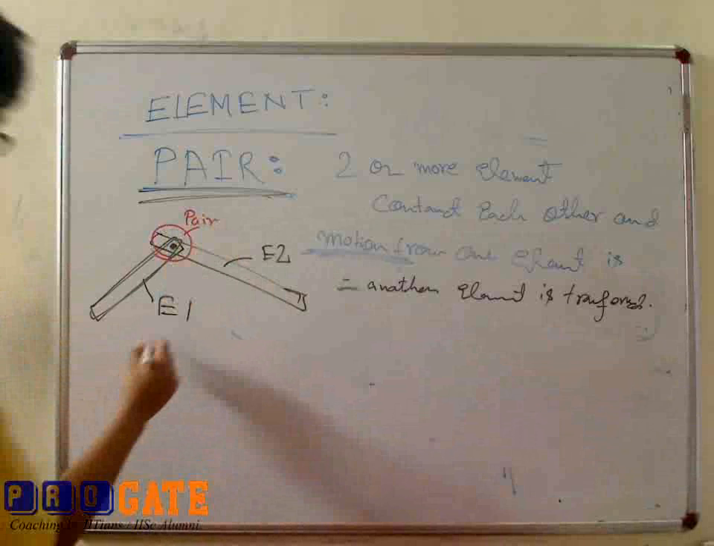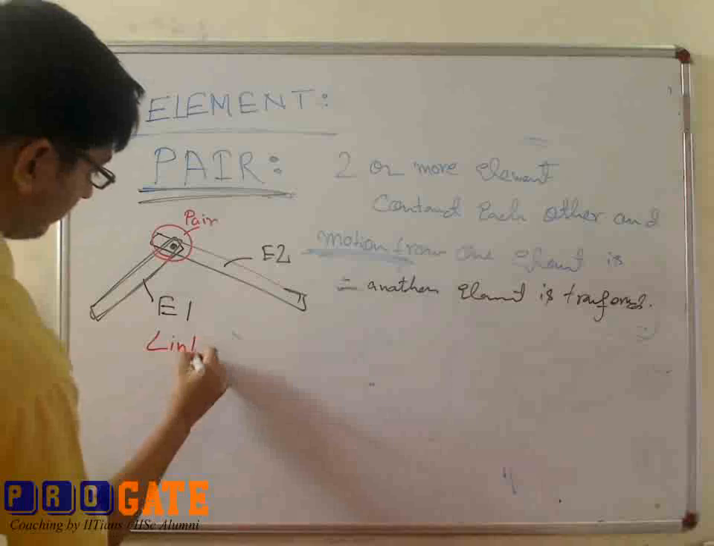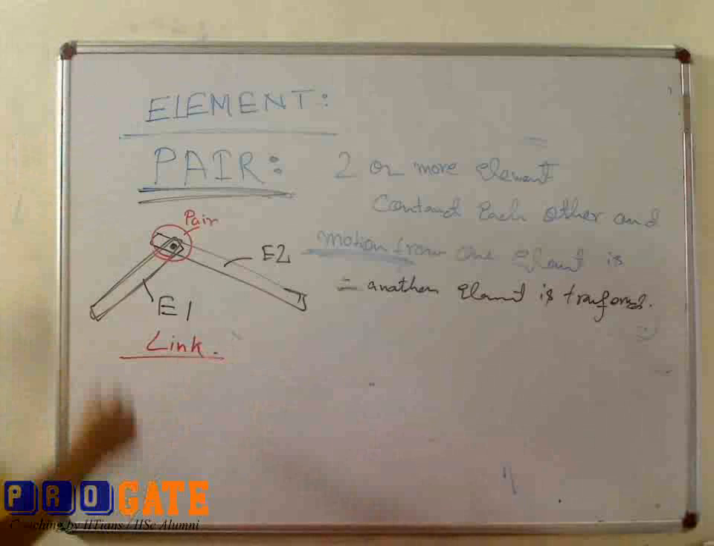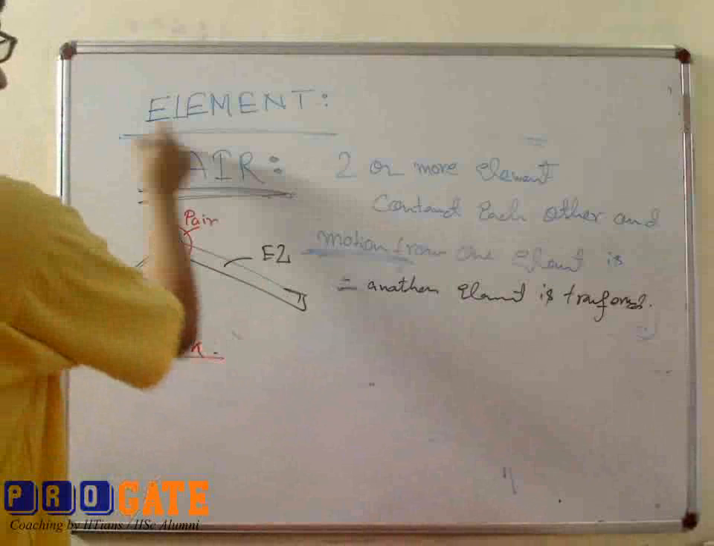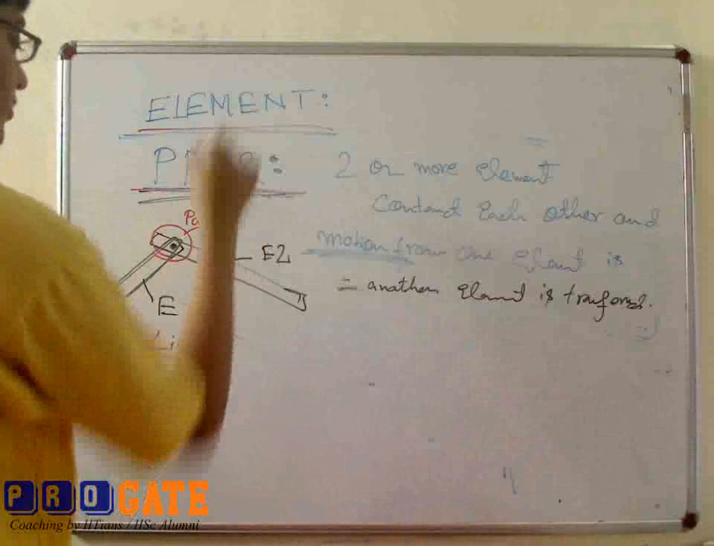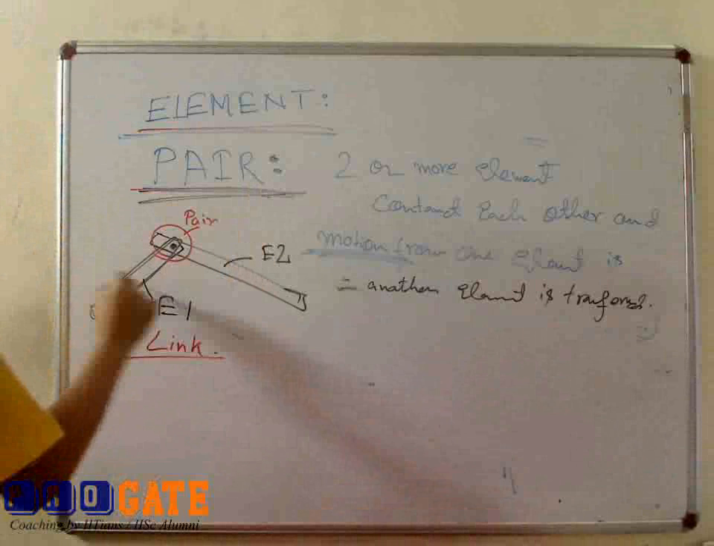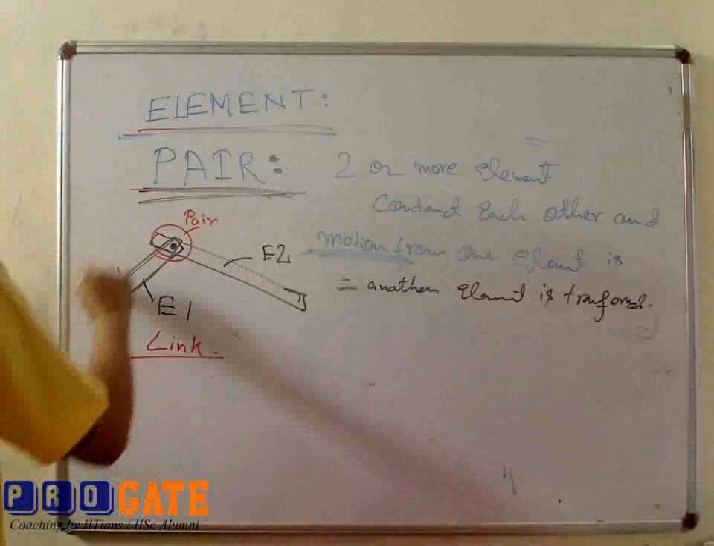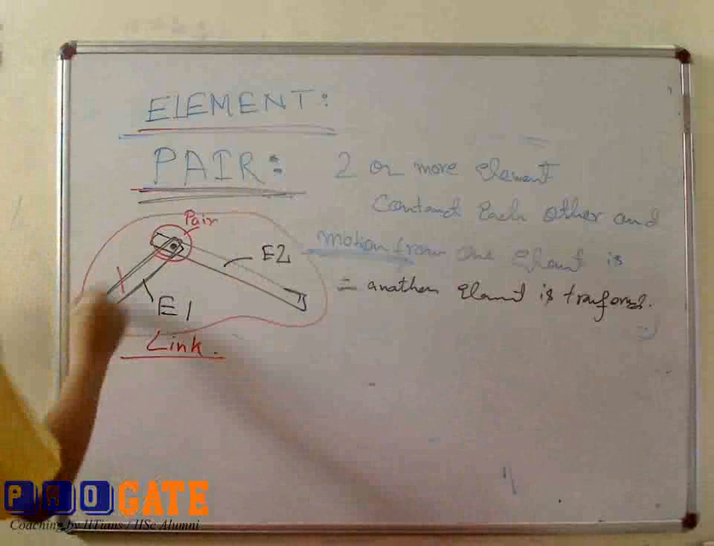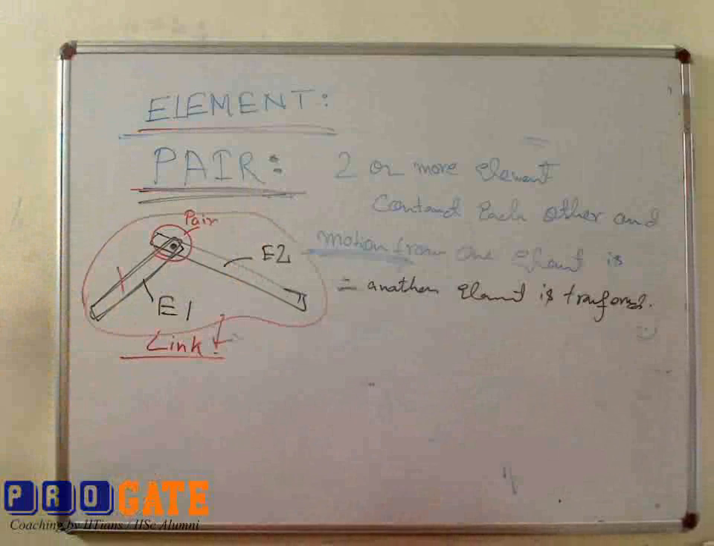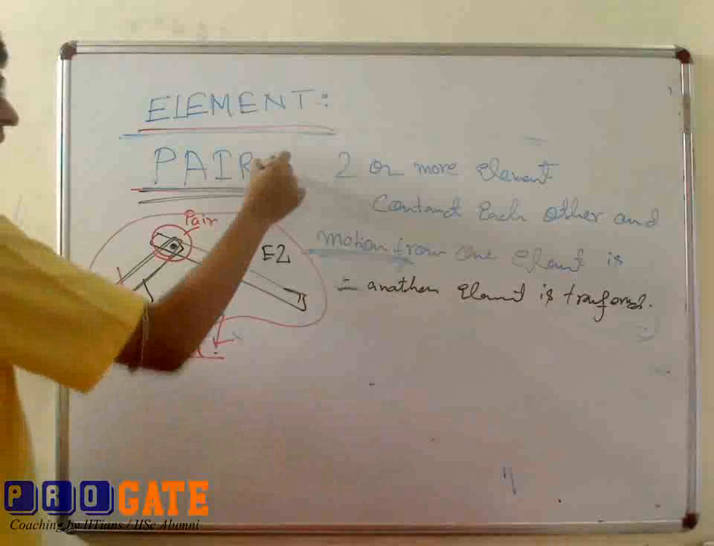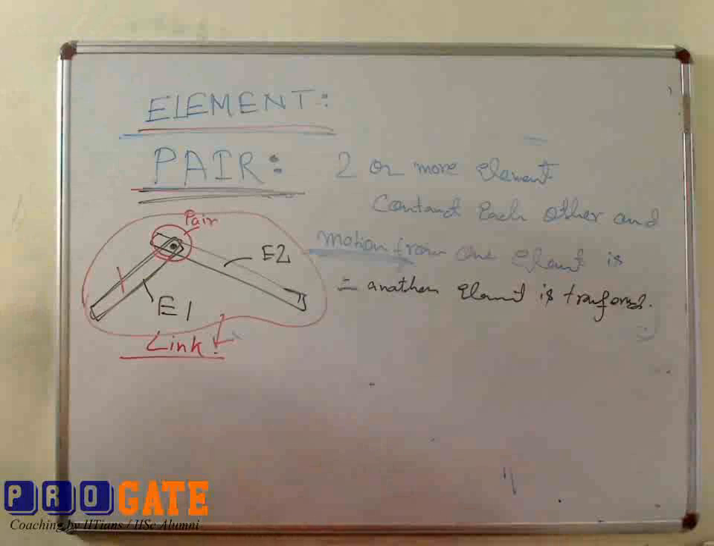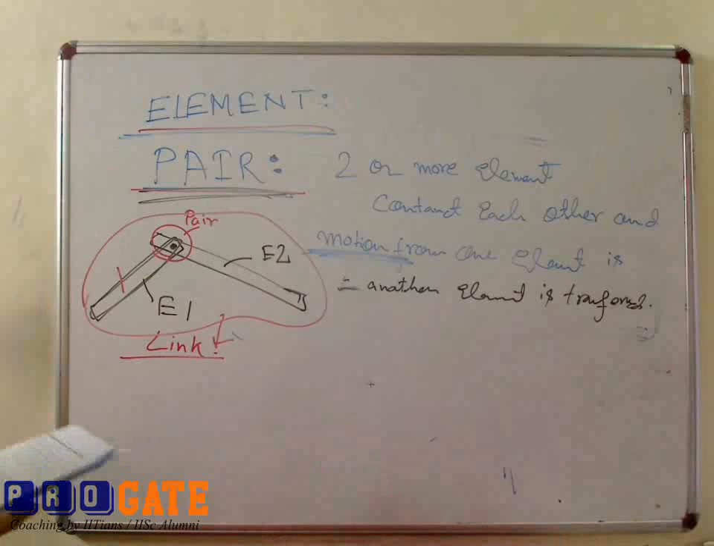Now link. When two meshing elements are joined through a pair, then this whole system is known as a link.